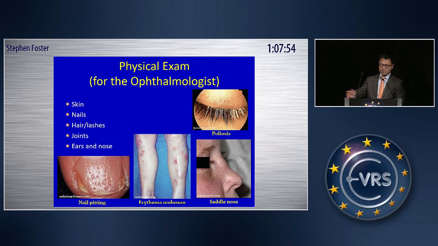So physical exam. This is a physical exam for the ophthalmologist. We're not asking you to do too much, but don't be shy to ask your patients to take off a couple articles of their clothing, look at their nails, look for nail pitting, have them roll up their pants, look at their shins, looking for different things. Look at the nose, look at their hair. You'll be surprised how many things you're going to see that patients may not even notice. They might just write it off as a little bug bite, but actually it may not be.